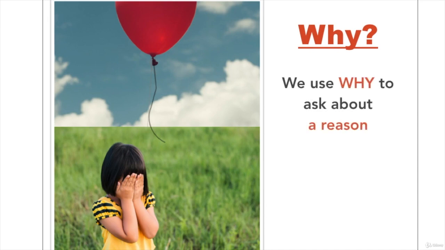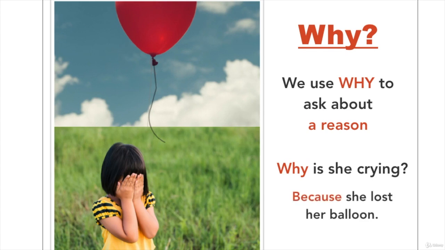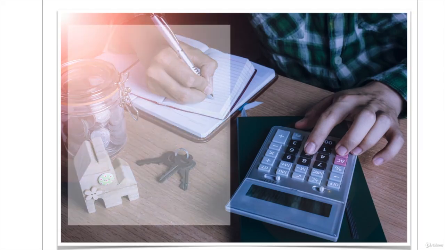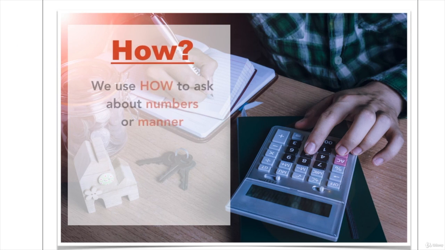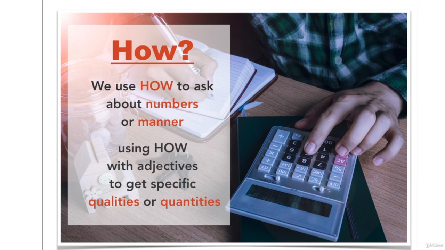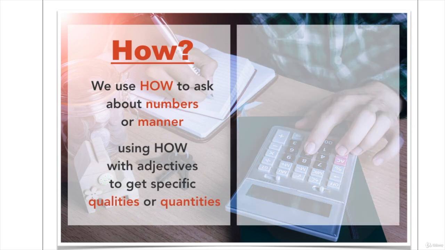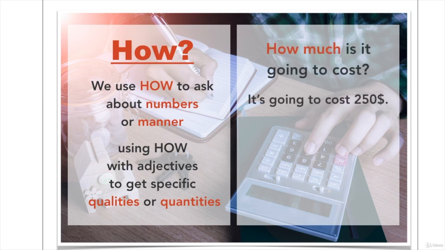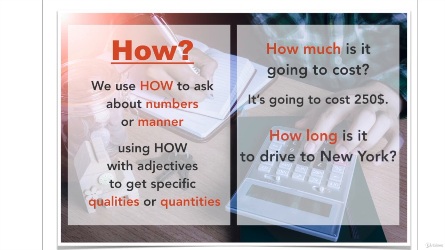Why? We use why to ask about a reason. Why is she crying? Because she lost her balloon. How? We use how to ask about numbers or manner, using how with adjectives to get specific qualities or quantities. How much is it going to cost? It's going to cost $250. How long is it to drive to New York? It's a 6-hour drive.